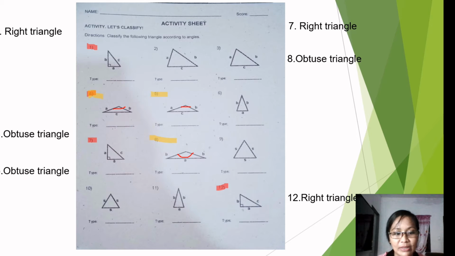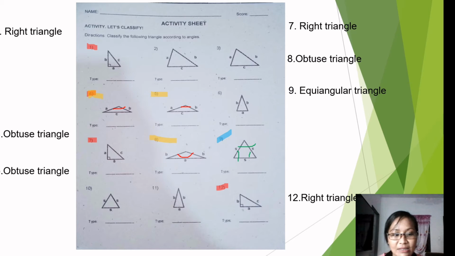For our number 9, it states here S, S, S, meaning to say all the sides are equal. If the sides are equal, then automatically all the angles are also equal. This is the one that I told you a while ago. All the angles are 60 degrees. Therefore, number 9 is equiangular triangle.